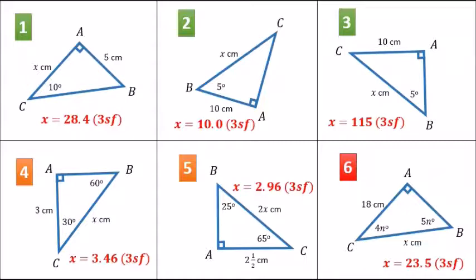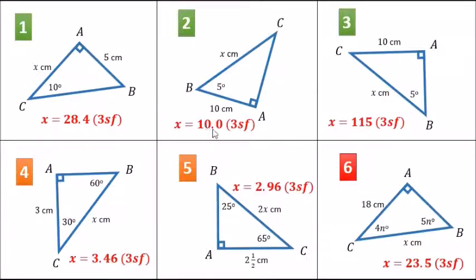So here are the answers to those 6 questions. For the first one, x is 28.4. We use tan 10 is 5 over x. Here we use cos 5 is equal to 10 over x, and we can rearrange to get x is equal to 10.0 to three significant figures.